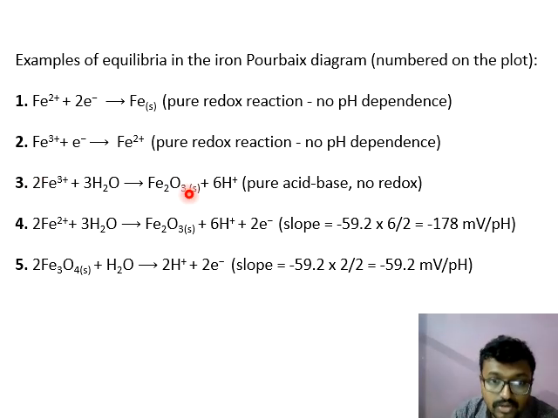Okay, Iron 3+ to iron oxide formation, Fe2O3 formation. In this reaction we can see there is an H+ ion involved. Iron 3+ to iron 3 oxide, Fe2O3. Here iron is present in the +3 oxidation state, so on both sides iron is present in the +3 oxidation state. So there is no redox. There is no change of electron. So it is not a redox reaction. However, it is pH dependent. Why? Because the H+ ion is present here.